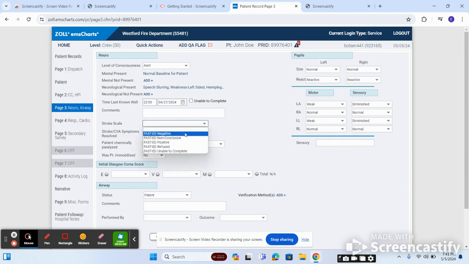Our stroke scale is going to be a FAST-ED score. So we're going to say just on presentation, we know his FAST-ED is going to be positive because we know he's got changes and alterations to his speech.